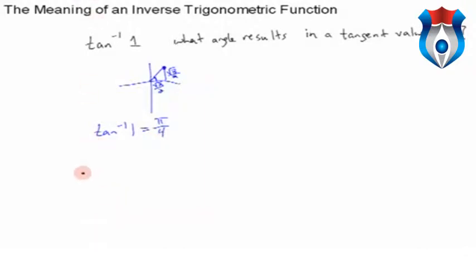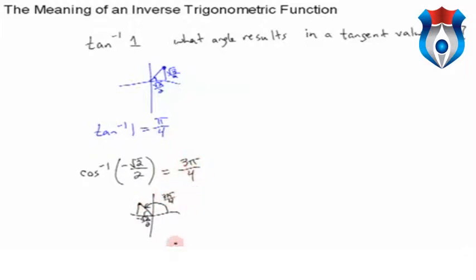Okay, if I ask you for cosine inverse of, I don't know, how about negative square root of 2 over 2, then that means what angle results in a cosine of that? Well, cosine is the x-coordinate, so that means the cosine is negative. We might be over here. And if the cosine is negative square root of 2 over 2, then this is a 45 degree angle here. So the angle we're working with is 3 pi over 4.